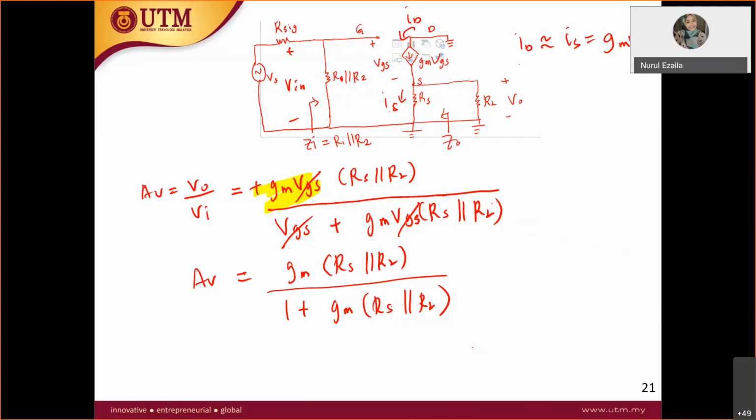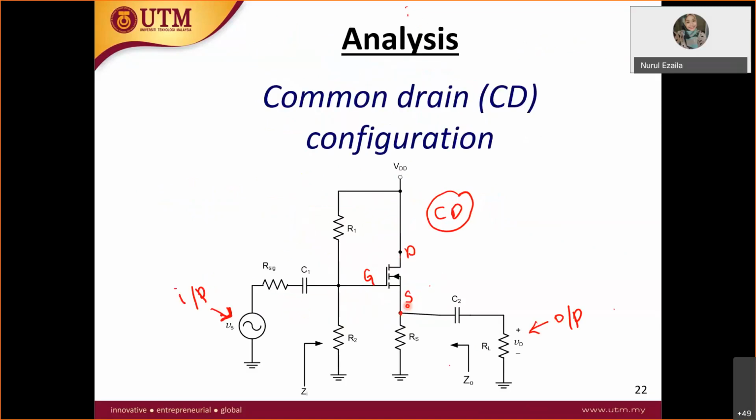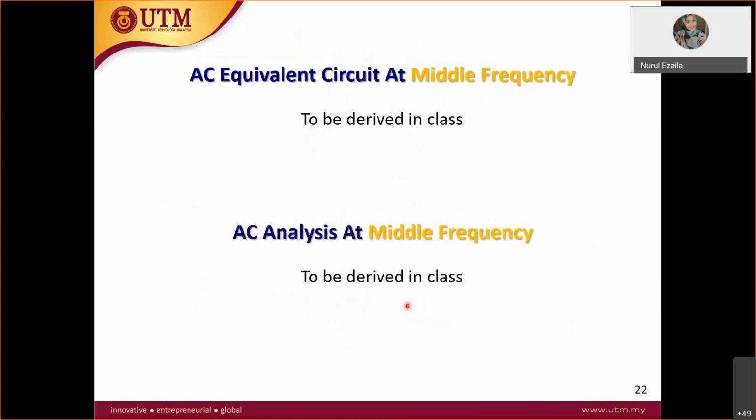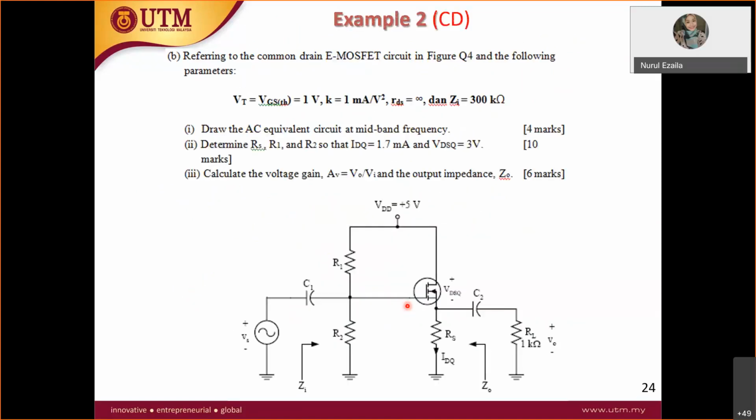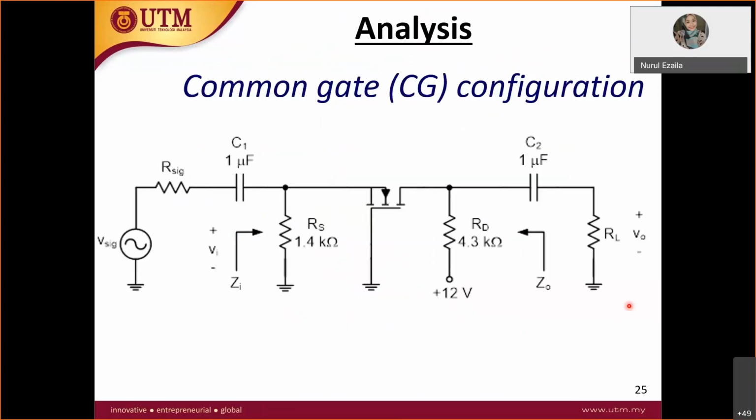Okay, so we have derived for the common drain. Now let's try this example. I think this is the final example. Next class we will continue on the common gate.